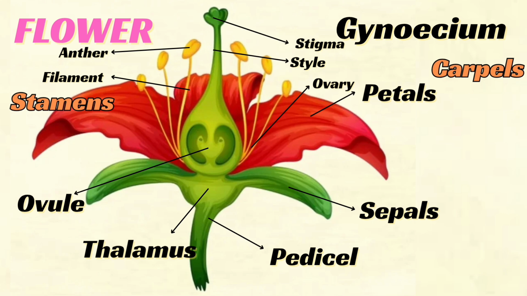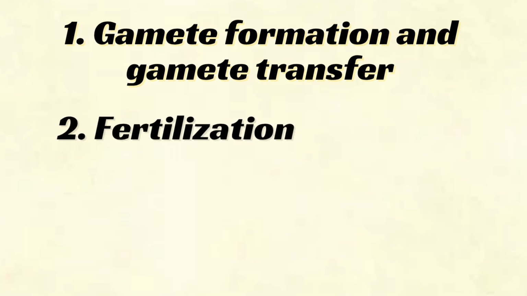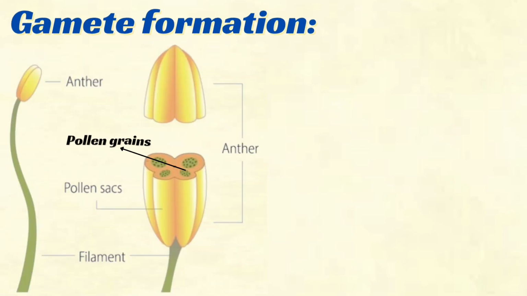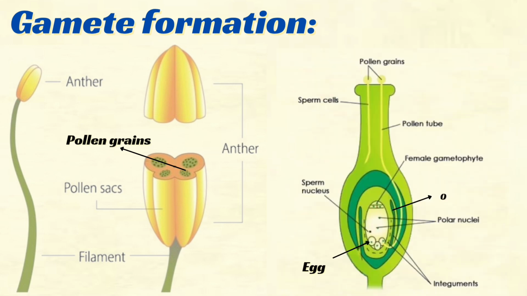In angiosperms, the process of sexual reproduction has three major events, namely gamete formation and gamete transfer, fertilization and development. Gamete formation. It is the first process to occur during sexual reproduction. As you already know, male gametes develop in the stamen through the formation of pollen grains. Similarly, female gametes, for example egg cells, develop inside the ovary of the carpels.